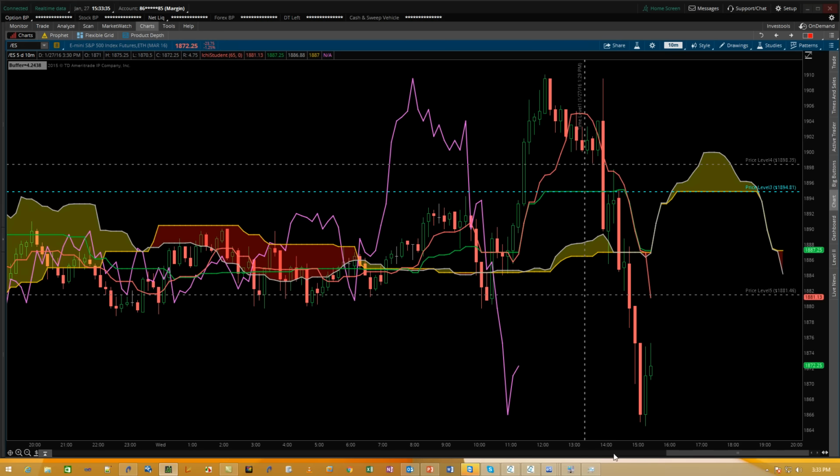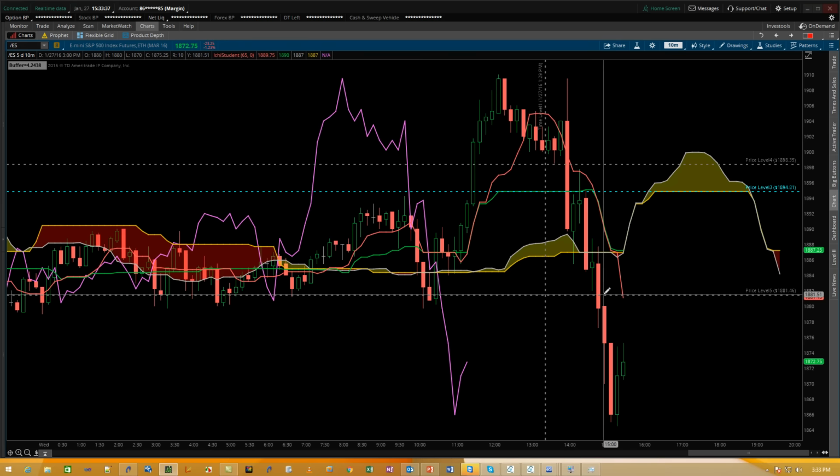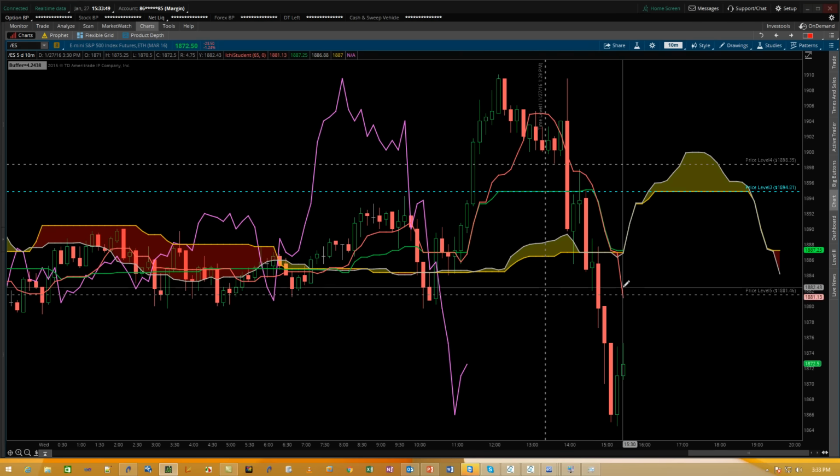Now, if you're entering with one contract, you need to exit at this point right here. If you're entering with multiple contracts, what you would do is exit 50 to 75% of your positions at that point there, and then you trail with a buffer above the red line.